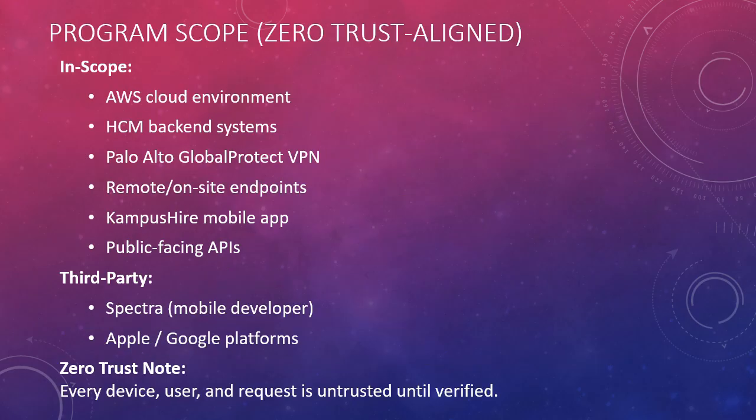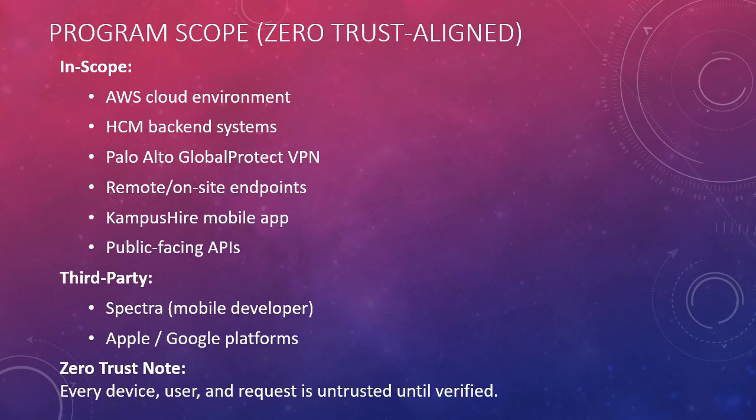Program scope, as far as zero trust alignment, includes our AWS cloud infrastructure, which supports our backend systems, API gateway, and data services. It includes our on-prem systems and Palo Alto GlobalProtect VPN. It includes thousands of employee endpoints used both on-site and remotely. The mobile application ecosystem, Campus Hire for iOS and Android, is also included because it interacts directly with our backend APIs. Vulnerabilities in the mobile app can directly impact our production environment.